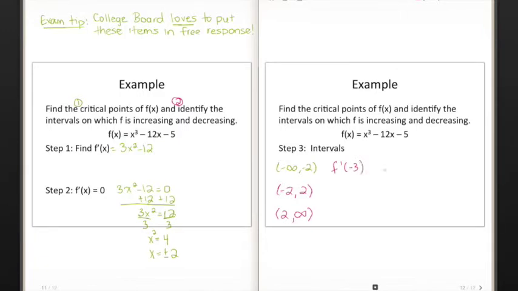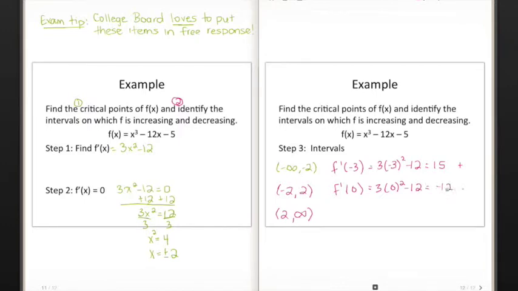That means we're going to select any x value of our choice within the given interval and plug it into the derivative. In this case, I chose negative 3 for my first interval because it's between negative infinity and negative 2. When I plug this into my derivative, I get 3 times 9, which is 27, minus 12, which is 15. This is a positive value.